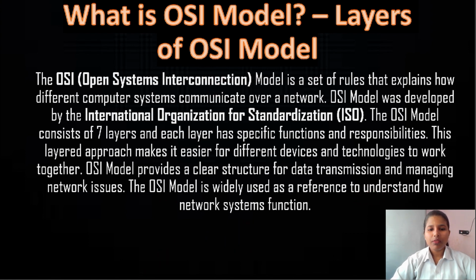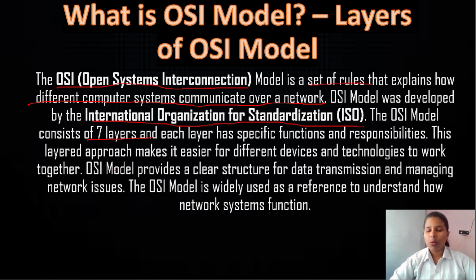From this, I hope you understand what the OSI model is. OSI stands for Open System Interconnection. It is a set of rules explaining how different computer systems communicate over a network, between computers and over the internet. The OSI model was developed by the International Organization for Standardization, which is ISO. It consists of seven layers, and each layer has its own specification, responsibility, functions, and so on. This layered approach makes it easier for different devices and technologies to work together.